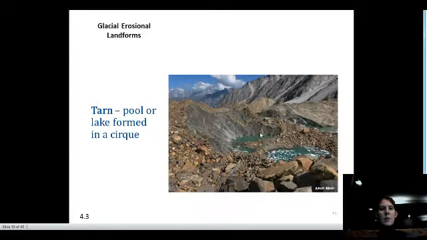So how are sediments deposited by rivers different from those deposited by glaciers? So think back to your last chapter.